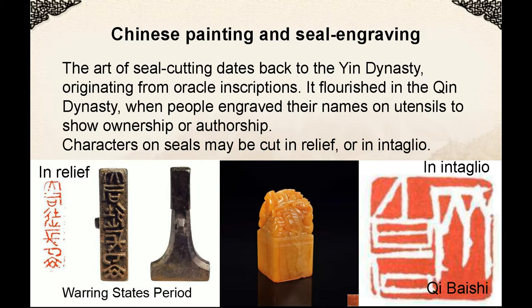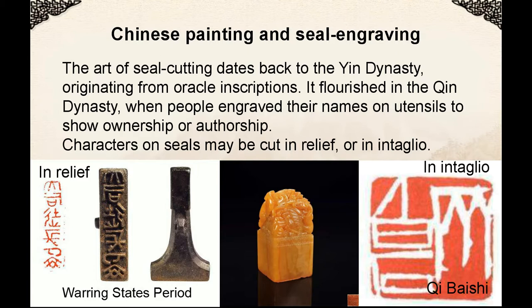Seal cutting is traditionally listed along with poetry, calligraphy, and painting as one of the four arts. The inscriptions and seals help to explain the painter's sentiments and also add decorative beauty to the painting. The art dates back to the Yan Dynasty, originating from the oracle inscriptions on tortoise shells and beast bones. It flourished in the Qing dynasty when people engraved their names on utensils to show ownership or authorship.